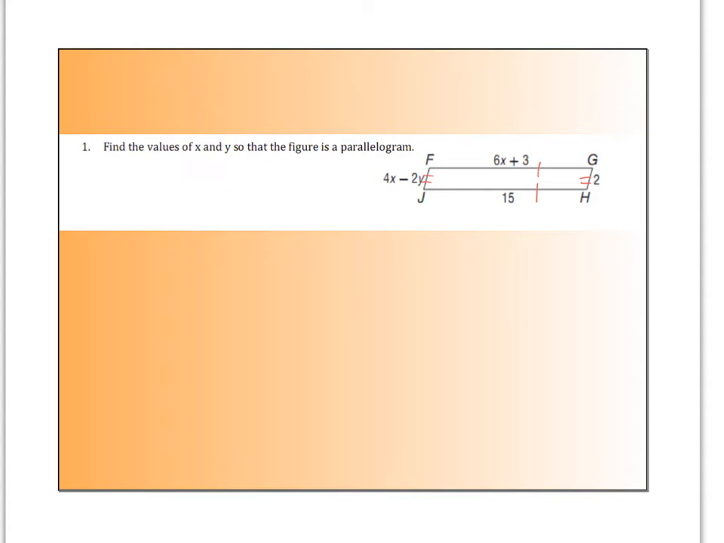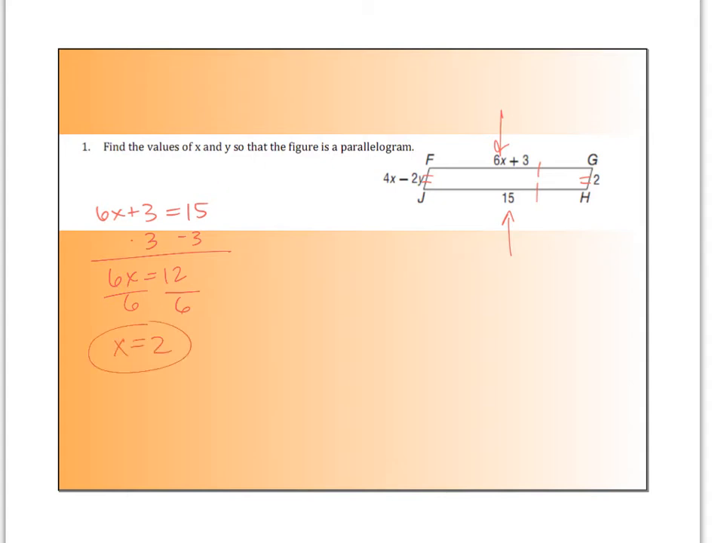Let's look instead at the top and the bottom. So I think we can start here. We can say 6x plus 3 equals the 15, because opposite sides in a parallelogram are congruent. Think about how you would solve this for x. Minus the 3, so 6x equals 12. Divide by 6, x equals 2.